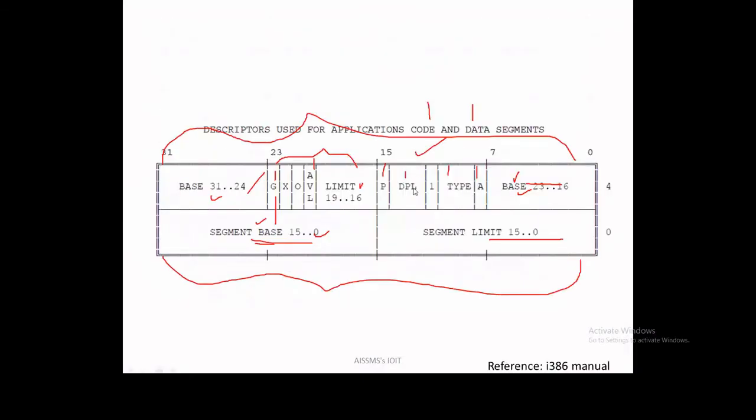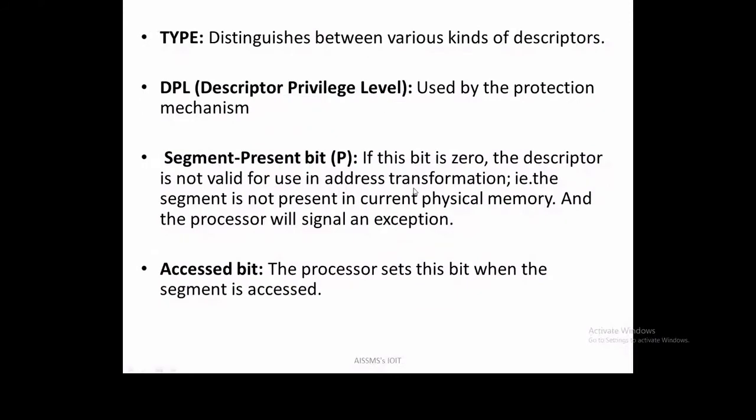Then the next field is the DPL bits. Again, it is a 2-bit field. DPL stands for descriptor privilege level. Now as this descriptor is giving the status of the particular segment, this DPL field is used in the protection mechanism to give access to that segment. Meaning, who can use that segment? Which privilege level can use that segment?